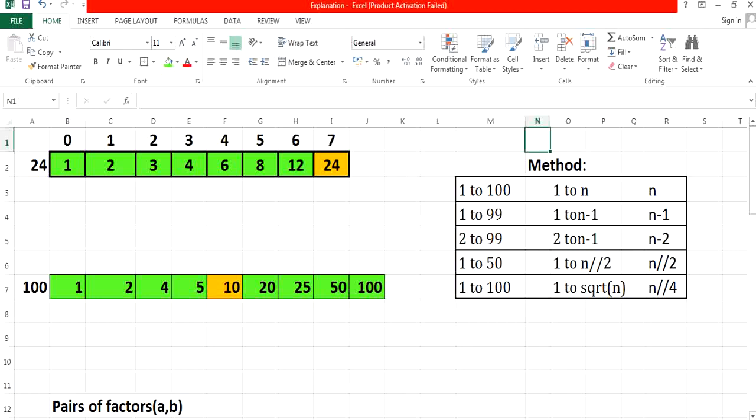If the given number is 24, we know that these are the factors of 24: 1, 2, 3, 4, 6, 8, 12, then the given number. If the given number is 100, these could be the factors: 1, 2, 4, 5, 10, 20, 25, 50, 100. These are the factors. What are the different methods for finding the factor?